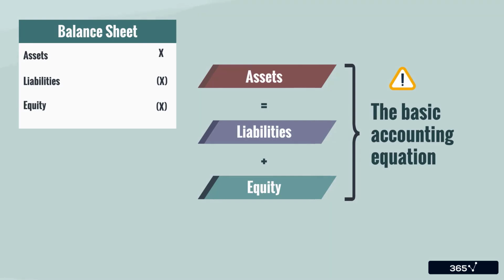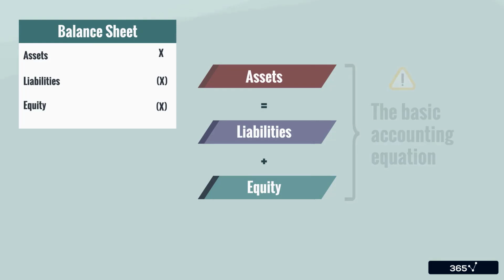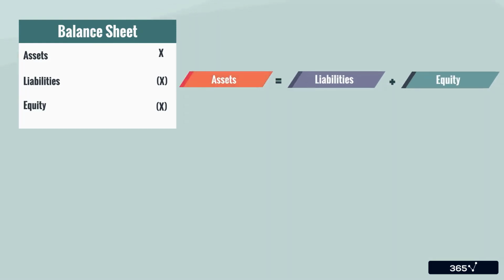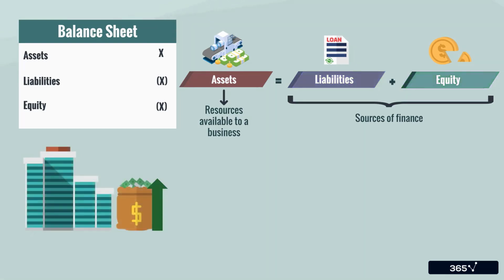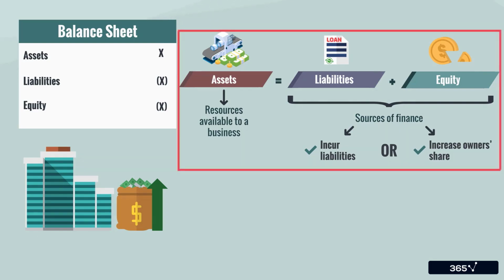The relationship could also be summarized in a slightly different way. If we say that the left-hand side reflects the resources that will be controlled by a company or its assets, then the right-hand side shows how it will finance these resources. So, firms can raise funds for their operations by incurring liabilities to external and internal stakeholders, or by increasing owners' share in the business. This is an important relationship to remember when planning your budget.